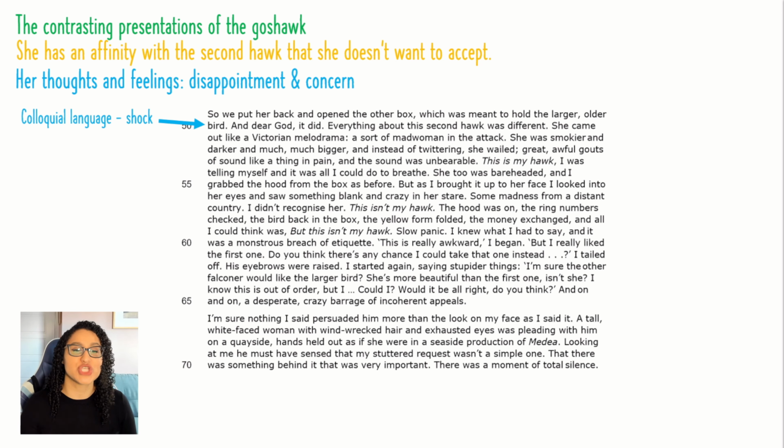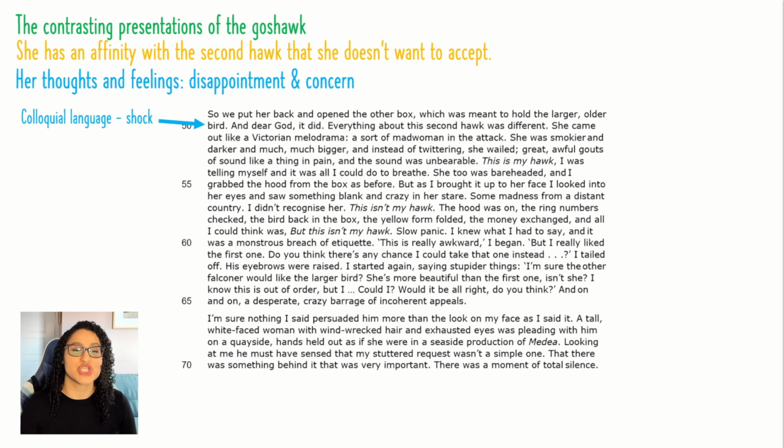You've also got the change in the actions, because just as with the first bird, she puts on the hood of this one too. "I grabbed the hood from the box as before, but as I brought it up to her face, I looked into her eyes and saw something blank and crazy in her stare, some madness from a distant country." All of that metaphor there, all of that imagery fits with the others we've had of the Victorian melodrama, the mad woman, all of it being about pain and insanity and struggling to deal with things and emotion.